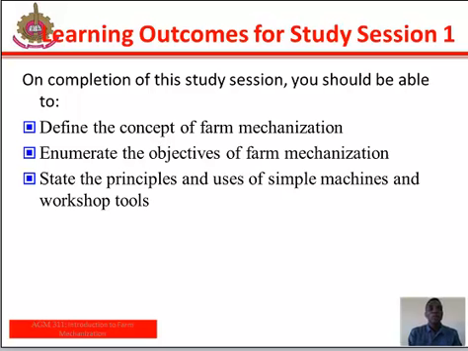On completion of this study section, you should be able to: 1. Define the concept of farm mechanization, 2. Enumerate the objectives of farm mechanization, 3. State the principles and uses of simple machines and workshop tools.